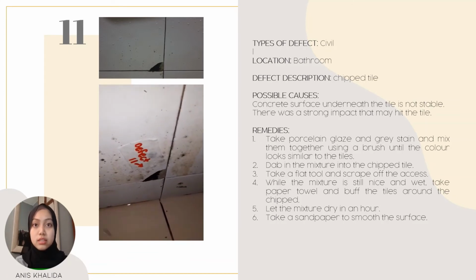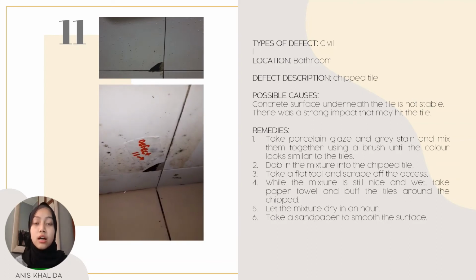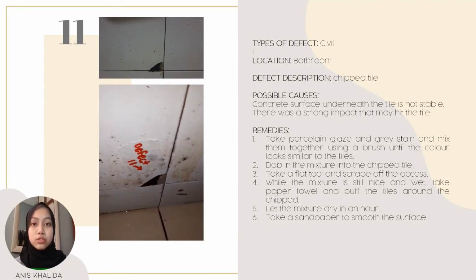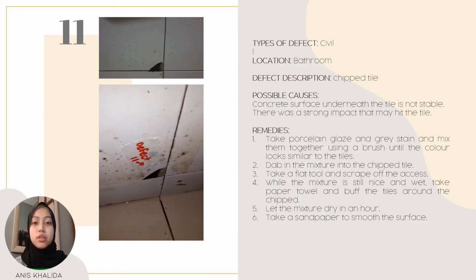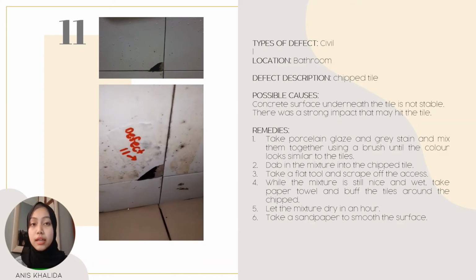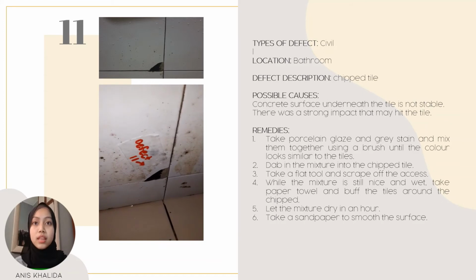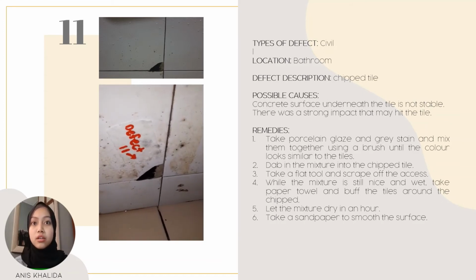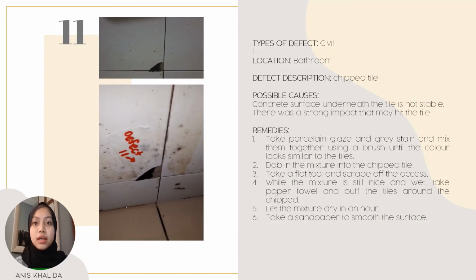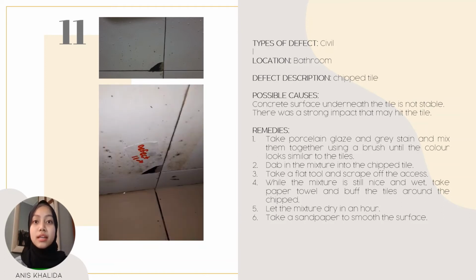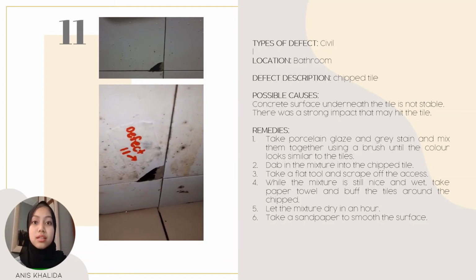The way to fix this chipped tile is, first, we must mix the porcelain glaze and grey stain together and stir it using a brush until the color looks similar to the tiles. Then put the mixture into the chip and take a flat tool to scrape off the excess. While the mixture is still wet, grab a paper towel to buff in the tiles around the chip. And lastly, let the mixture dry for an hour and use sandpaper to smoothen the surface.